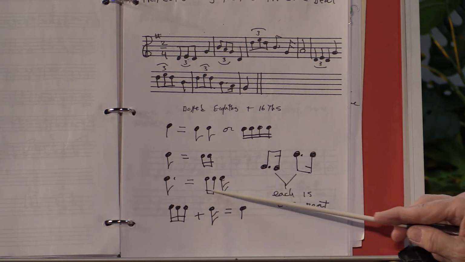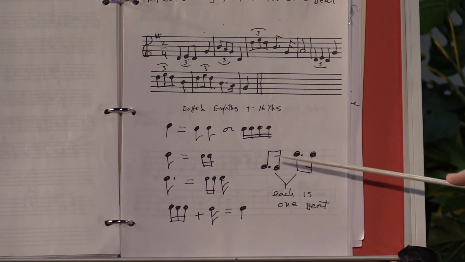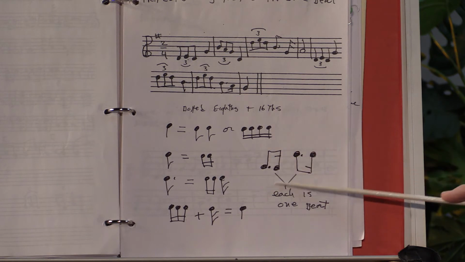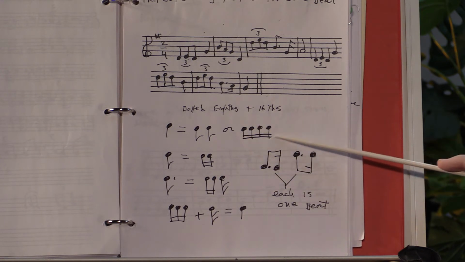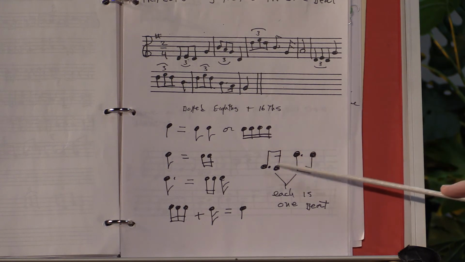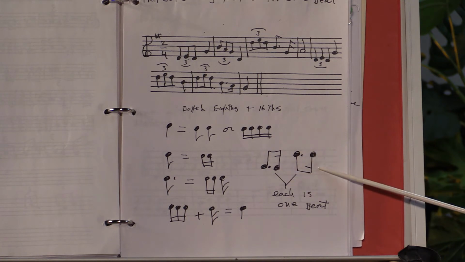You end up with 3/16. You can write that more simply by writing a dotted 8th and 16th, and it equals 1 beat because there are 4 16ths in a beat. This is a beat, this is a beat. It's just written in a different way, dotted eighth and 16th with a flag connecting the two. Now, I've gone over this before, but it does get a little complicated.